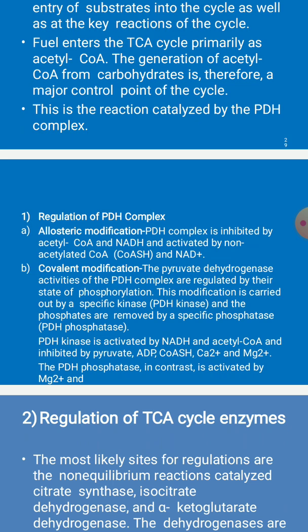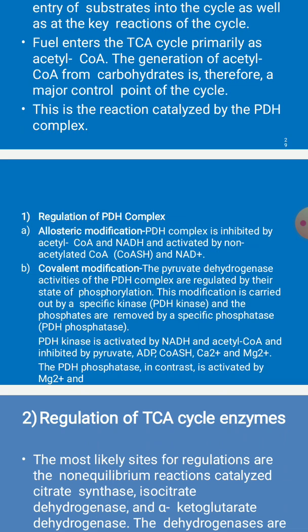So what about the covalent modification? The pyruvate dehydrogenase activity of this particular PDH complex is mainly regulated by the rate of the phosphorylation reaction. We have discussed in the mechanism the dephosphoenzyme and phosphoenzyme. Dephosphoenzyme will be active, phosphoenzyme will be inactive. So it is going to be regulated by its state of phosphorylation.